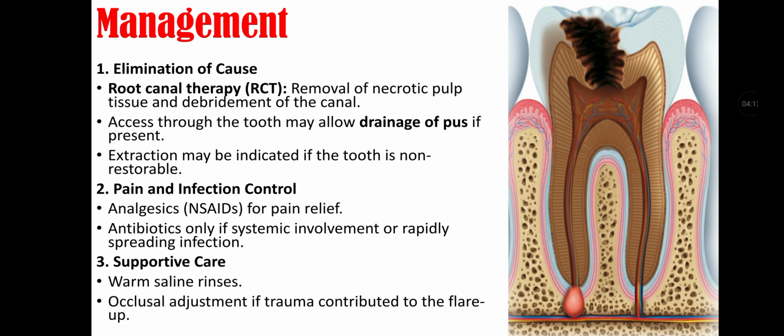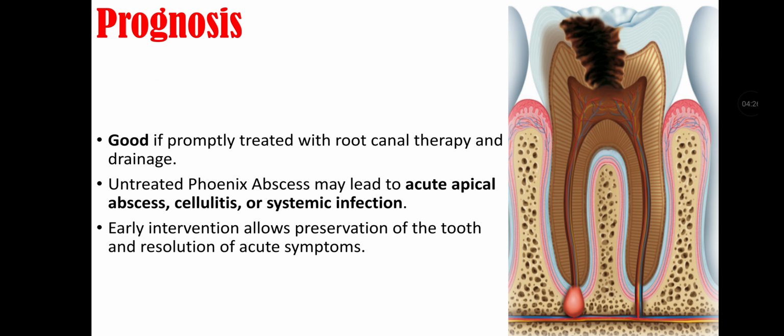Pain and infection control is done by analgesics for pain relief, and antibiotics only if there is systemic involvement or rapidly spreading infection. Supportive care includes warm saline rinses and occlusal adjustment if trauma contributes to the flare-up. Prognosis is good if promptly treated with root canal therapy and drainage.